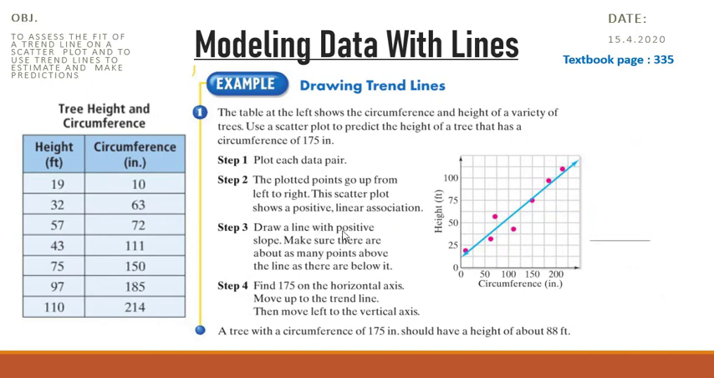In this example here, we have a table showing the relationship between the height of a tree and the circumference of the tree, and the scatter plot here represents these data. Of course, when we go from left to right, the scatter plot shows a positive linear association because the points go up.